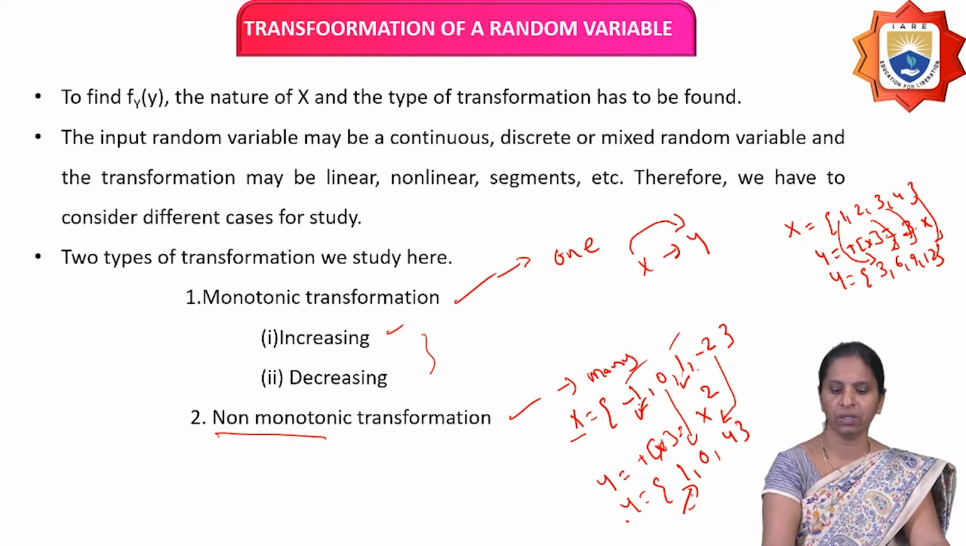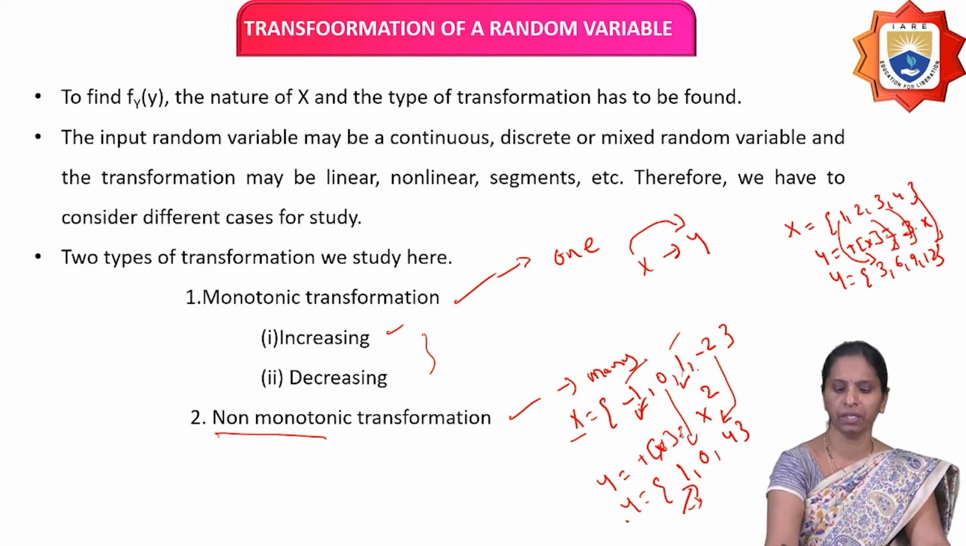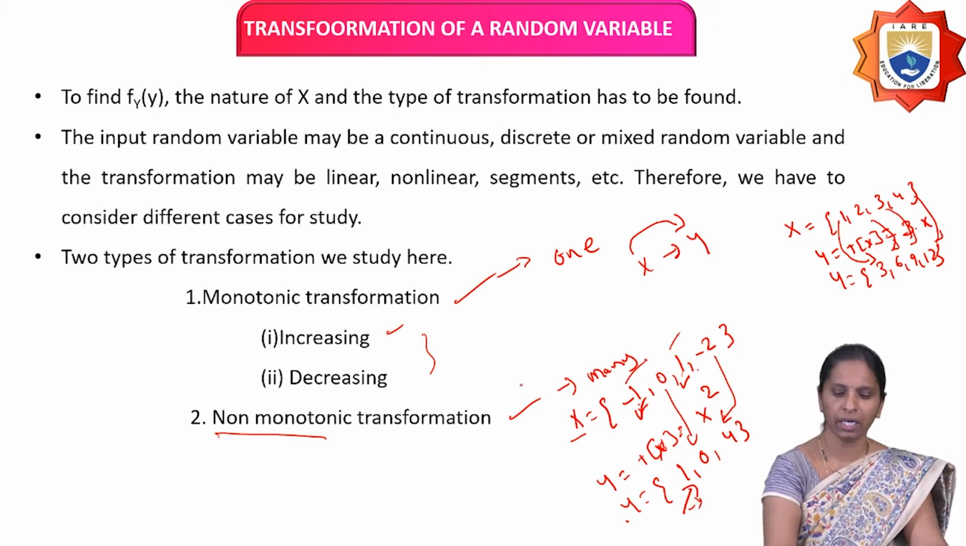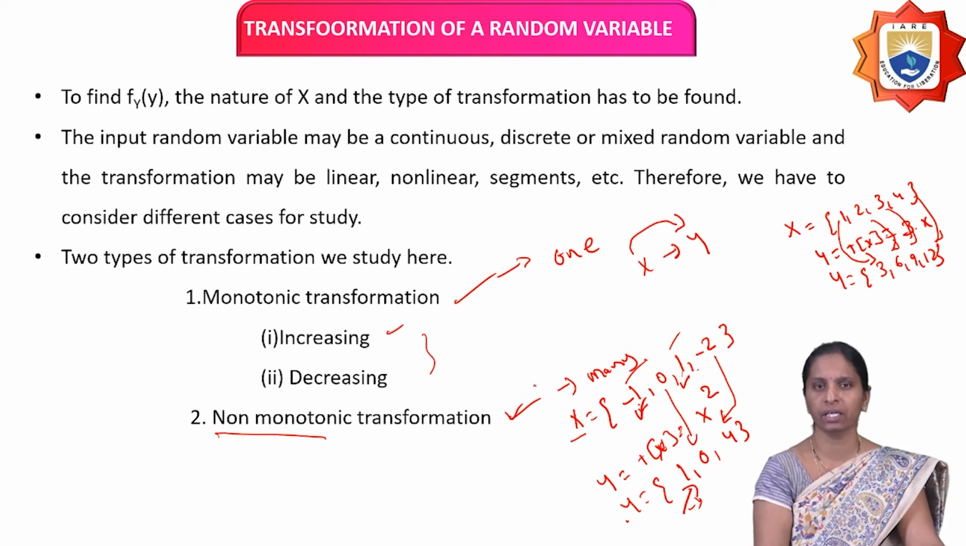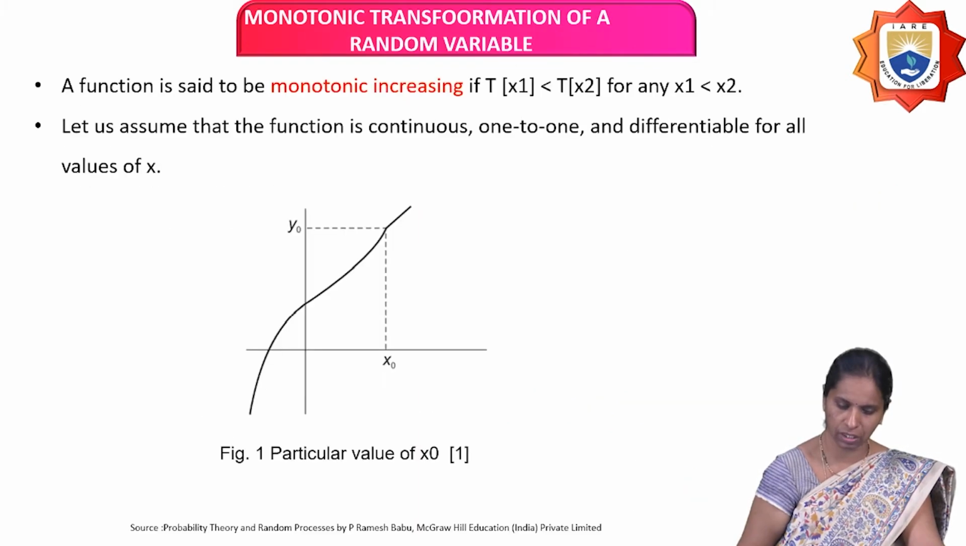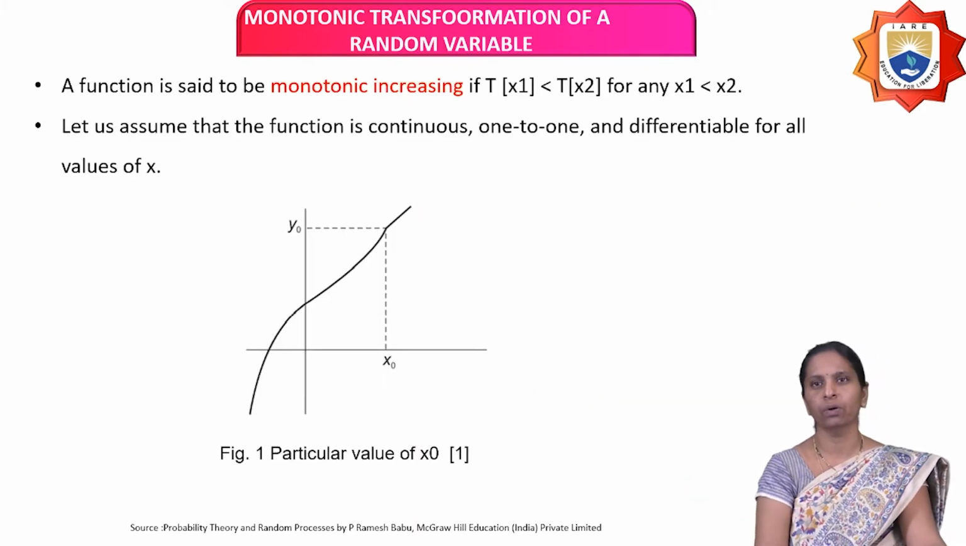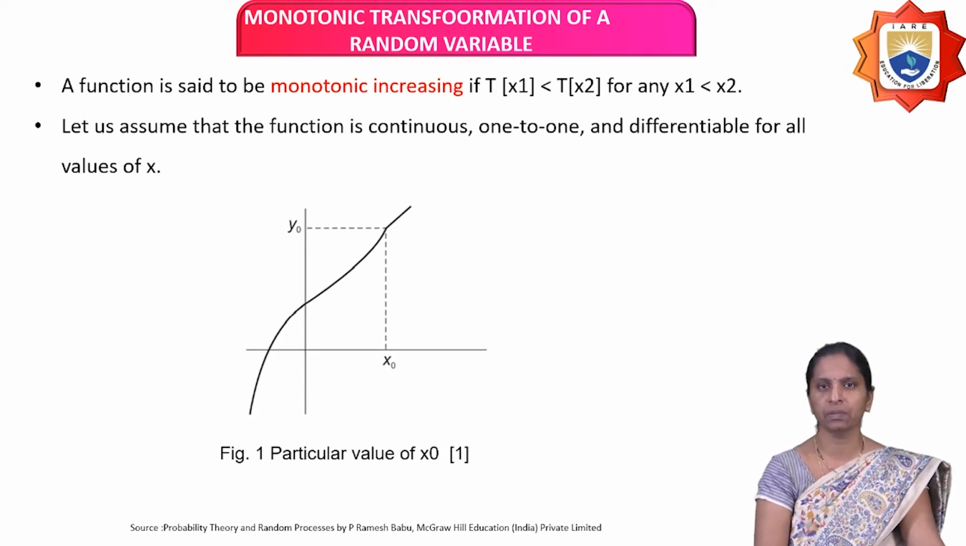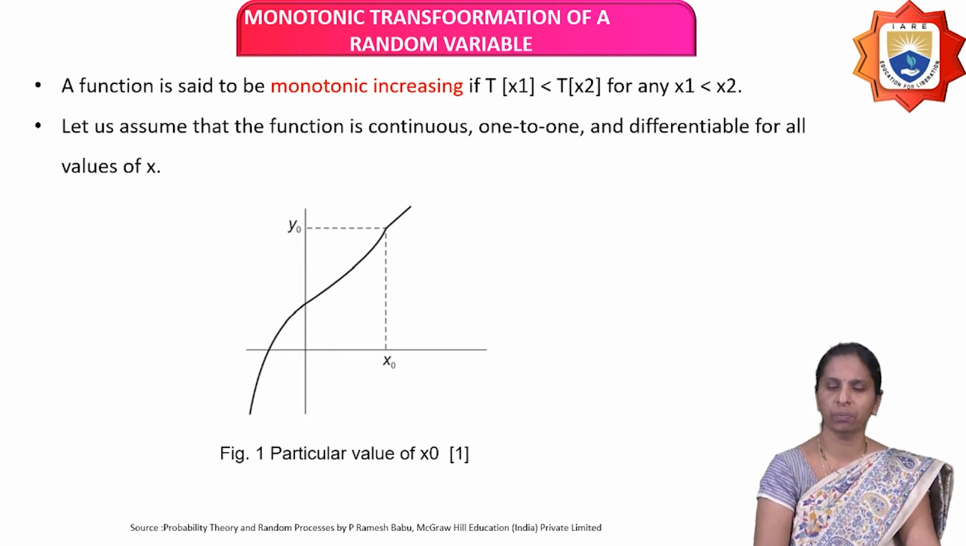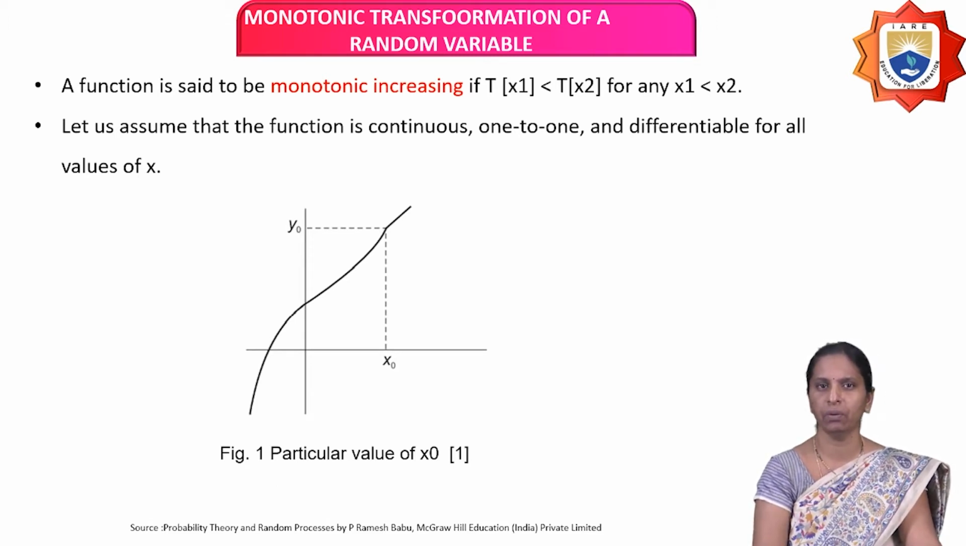These are many values and this is a single value. Nothing but many-to-one correspondence. That type of transformation you are calling as what? Non-monotonic transformation. Now what can you say about the monotonic transformation? The monotonic transformation will have a one-to-one correspondence between the original random variable x and the transformed random variable y.